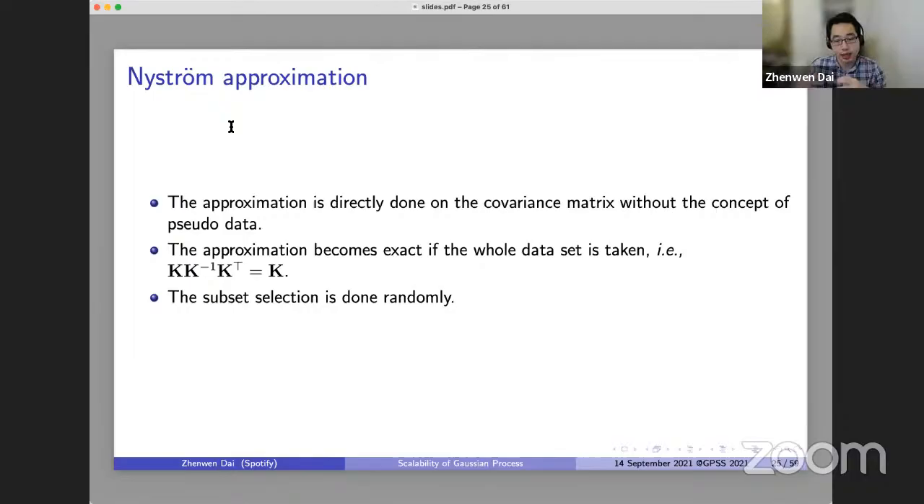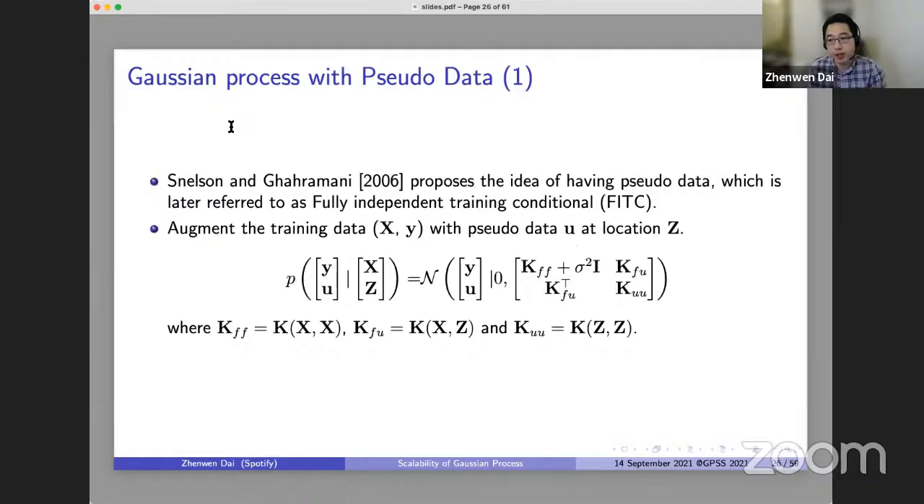So that's the limitation of the Nyström approximations. We have quite limited control of where the low rank approximation is being constructed. So then there's further research along this line. For example, Snelson and Ghahramani in 2006 proposed the idea that, instead of just subsampling data, let's have pseudo data approximation ideas, which later is referred to as the fully independent training conditional.